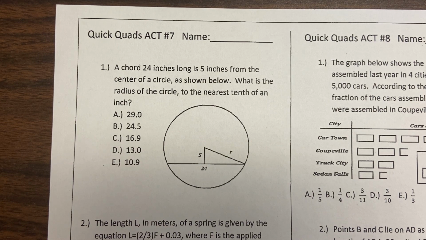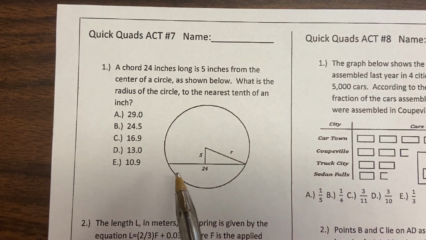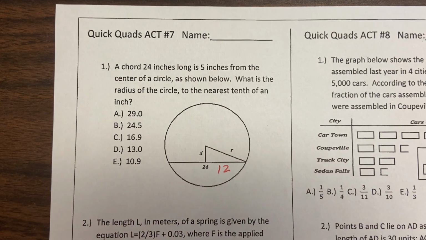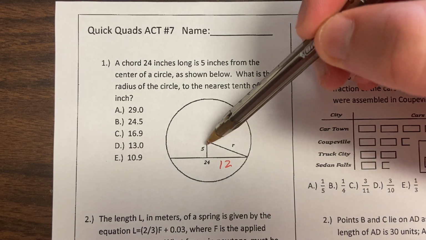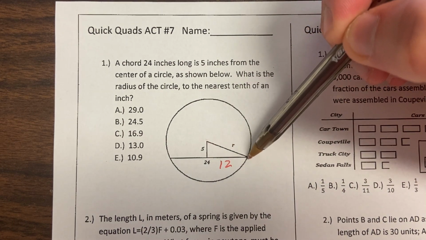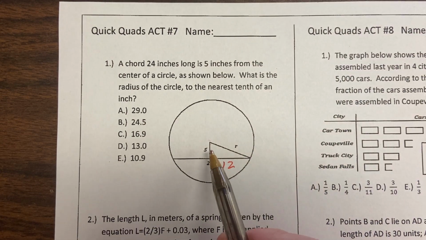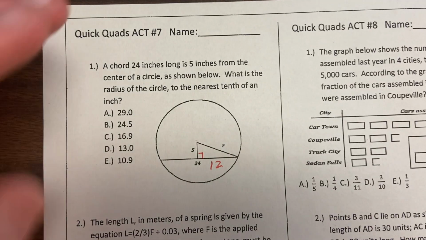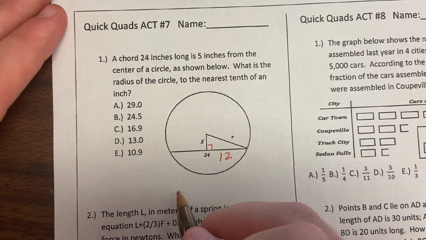So remember, a chord is not the diameter, it doesn't go through the center of the circle. So we've got the center here, but this whole length of the chord here is 24, so we can go ahead and assume that this is half of the 24, so that's 12. We need this radius right here, the center going to the outer part of the circle. So what we have here is a nice little triangle. We've got a right angle here, so this looks perfect for the Pythagorean theorem.